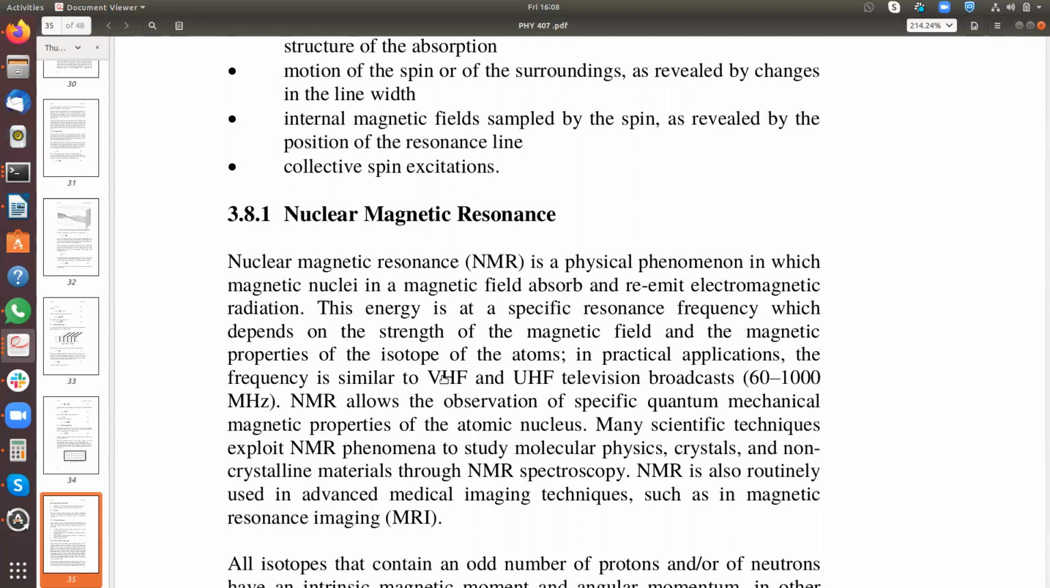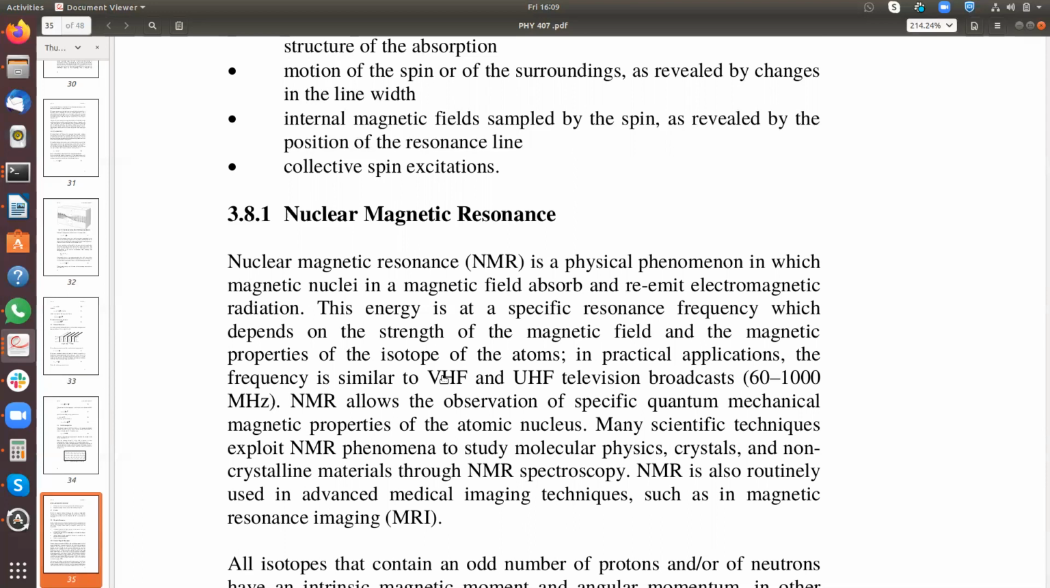So underline that word, magnetic field: the strength of the magnetic field and the magnetic properties of the isotope of the atoms. In practical applications, the frequencies are similar to UHF, like the one we have in television, and VHF, which fall within 60 to 1000 megahertz. So NMR allows the observation of specific quantum mechanical magnetic properties of the atomic nucleus.